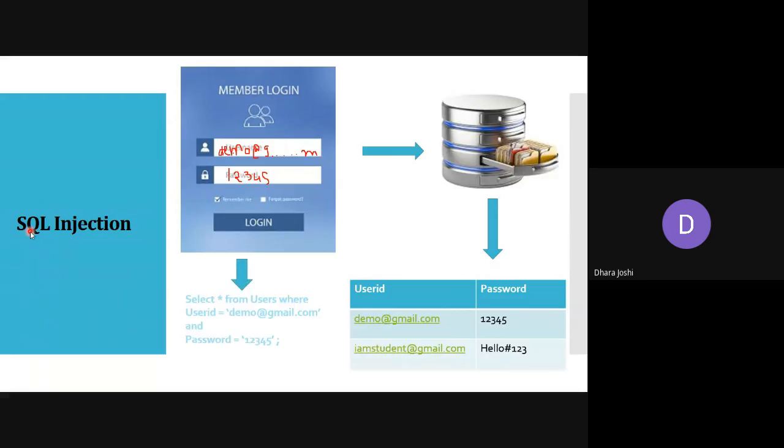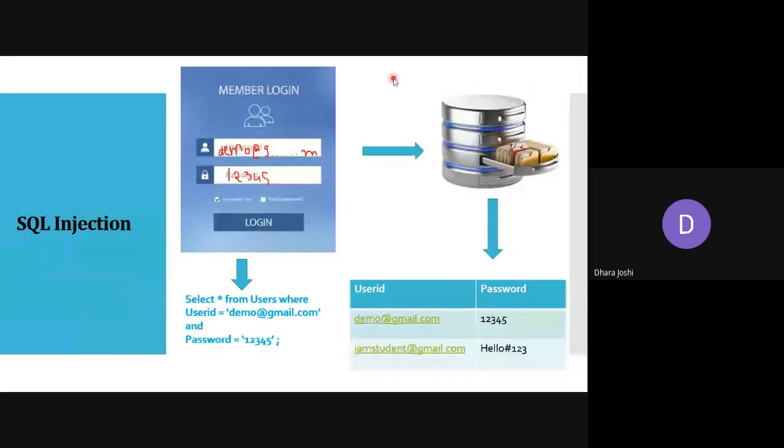So for that, suppose this is a query: select star from users where user ID equals demo@gmail.com and password equals 12345. According to this query, it will be given to the relation users. This is the users table, and they are able to identify that the first row is matched. That's why we can give access to this particular person to enter the system.